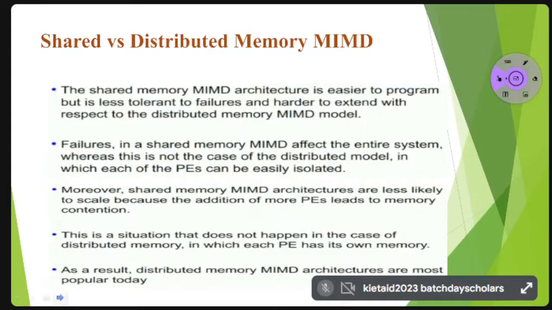In the same way, the same common shared memory cannot be extended to a large number of processes; it will not be scalable. Whereas in distributed memory, it will be communicating through the network only. If 5 members, next 6, 8, 9, 10 members can be accommodated. So this situation does not happen in the case of distributed memory. As a result, distributed memory MIMD architectures are most popular today. Because of that reason, in MIMD architecture we follow distributed memory architecture, not shared memory architecture. Right?